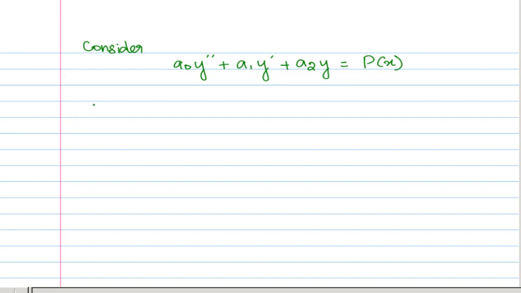So here, the first step is to know the degree of the polynomial. If the non-homogeneous part p of x is a polynomial, then first I want to know the degree of p of x. I assume that it is n. N is the degree of the polynomial. Now here also, three cases will be there.